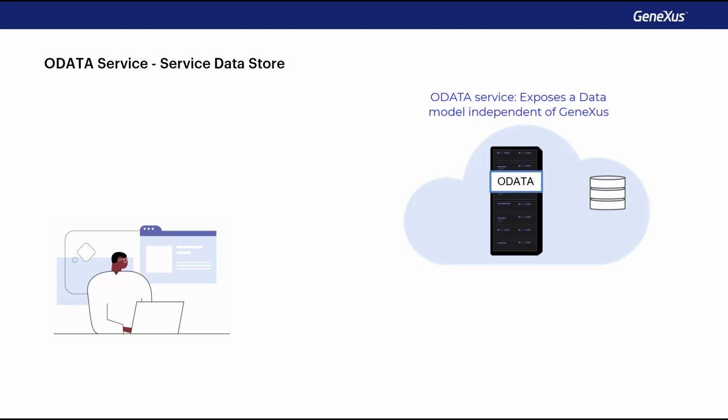An OData service exposes a data model that's external and independent of Genexus. From Genexus, it's then possible to consume this OData service, which allows performing CRUD operations on the entities it exposes, that is, to create, read, update, and delete information. For each of these entities, a dynamic transaction associated with the service is generated. This mechanism incorporates a new type of extensible data store, the service-type data store.